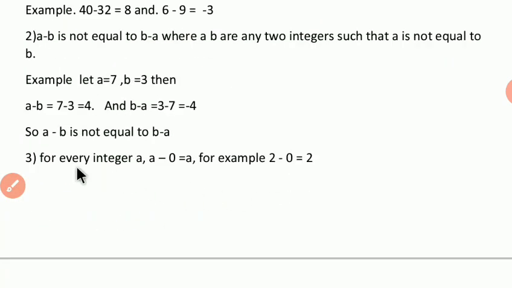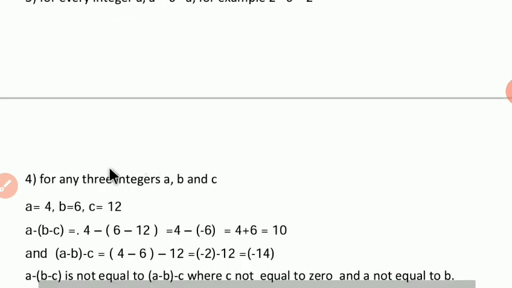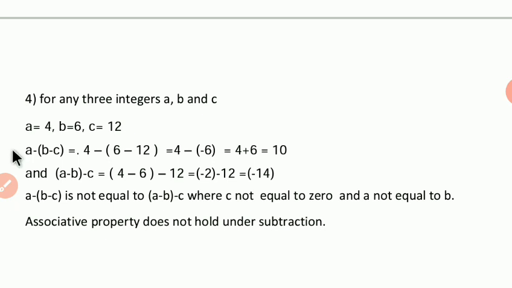Then third one, for every integer a, a minus 0 is equal to a. For example, 2 minus 0 is equal to 2. Fourth property, for any three integers a, b and c, a is equal to 4, b is equal to 6, c is equal to 12. Here we will verify the associative property.